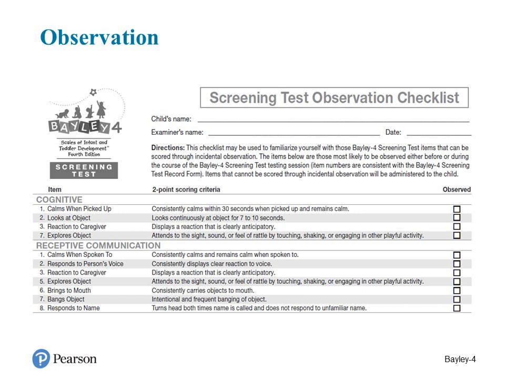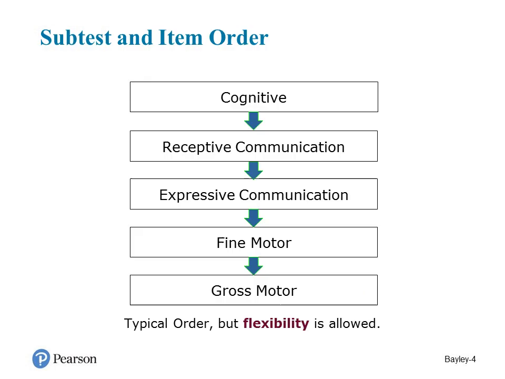And just like we do for the Bayley-4 screening test, we'll have this screening test observation checklist that lists the items that often are scored through incidental observation. So you'll see the items for the cognitive subtest, receptive communication subtest, and also expressive communication, fine motor, and gross motor. And again, if you observe the behavior, it's sometimes useful to just go ahead and place a check mark over here that you observed it, so that when you get a minute, you can go back and make sure you note that on the record form.